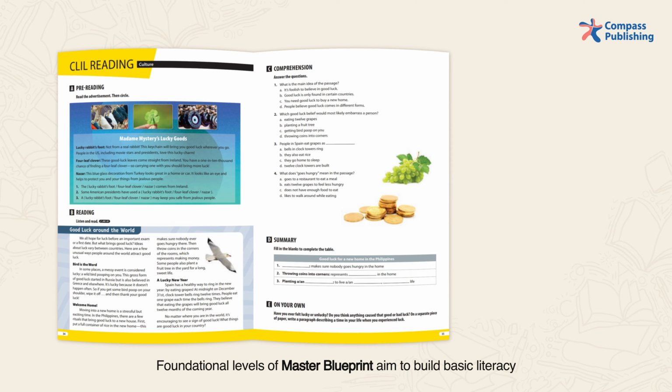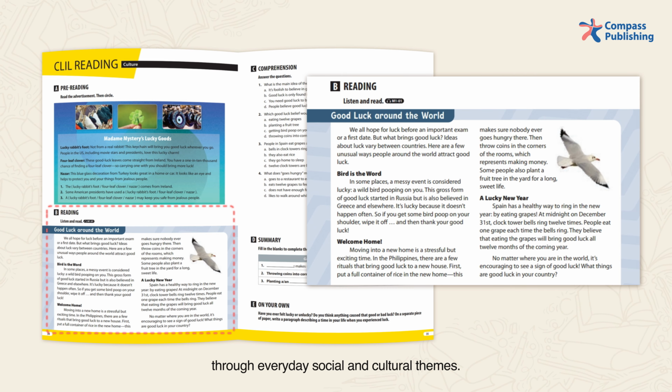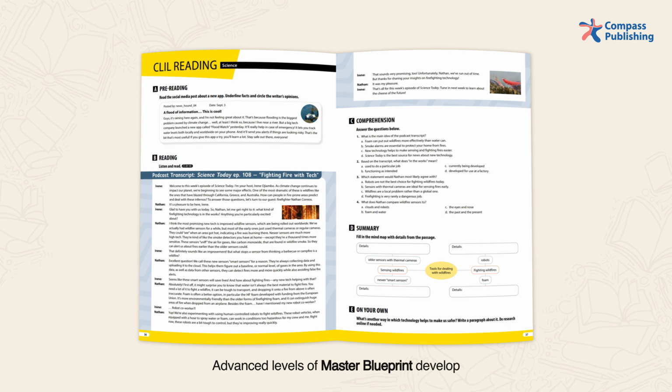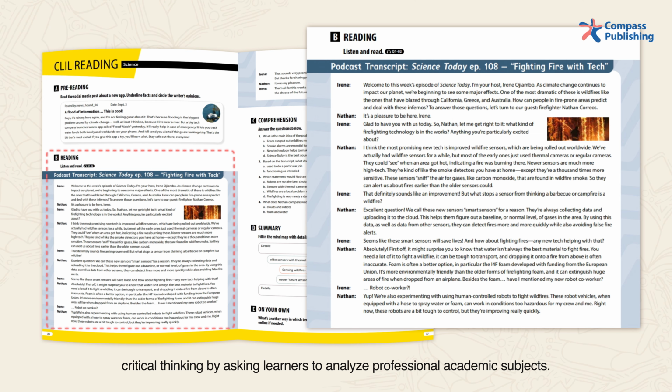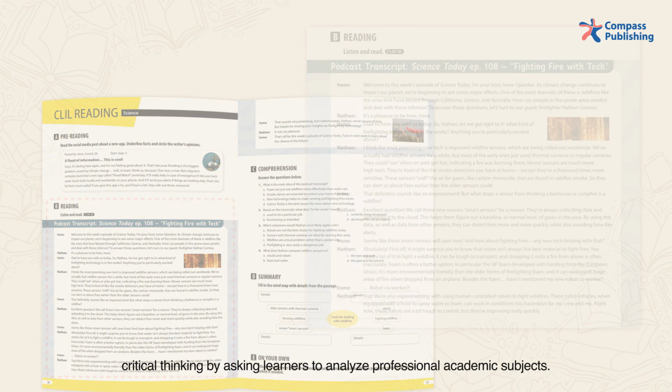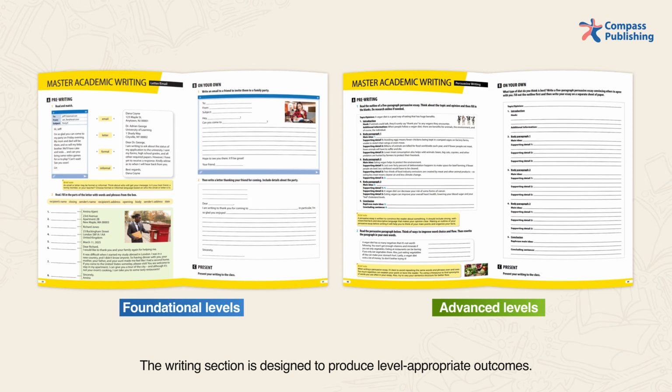Foundational levels of Master Blueprint aim to build basic literacy through everyday social and cultural themes. Advanced levels of Master Blueprint develop critical thinking by asking learners to analyze professional academic subjects. The writing section is designed to produce level-appropriate outcomes.